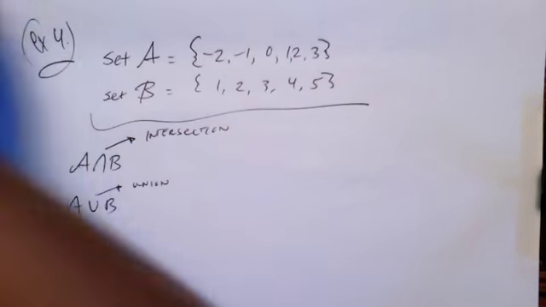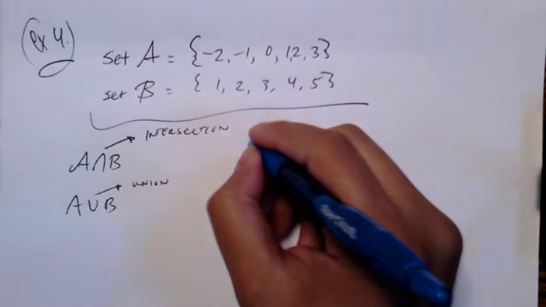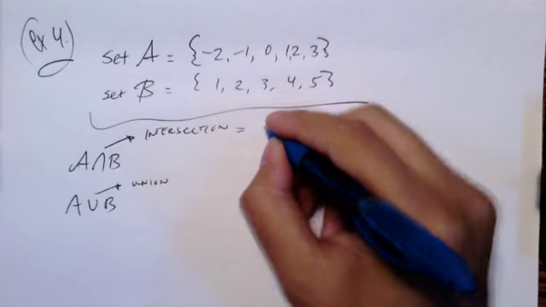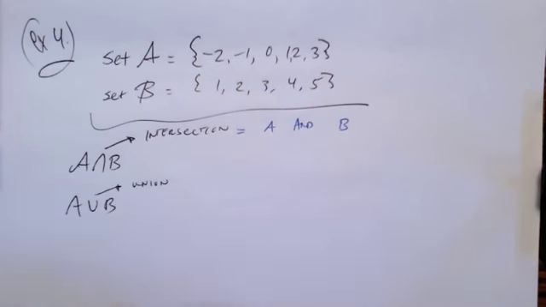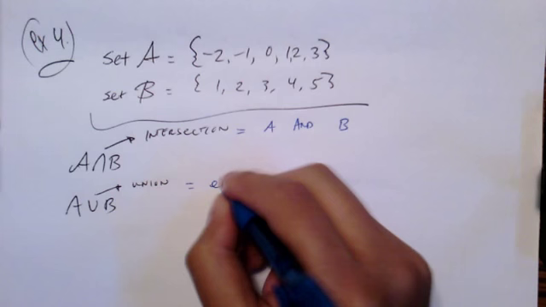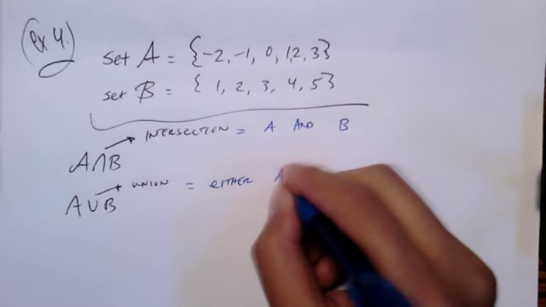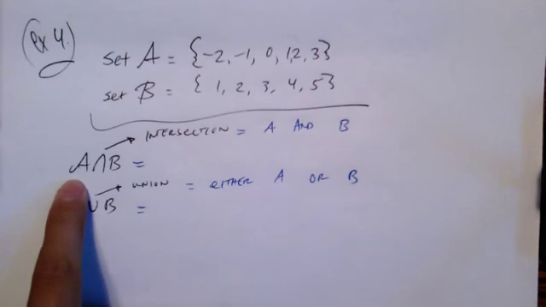Oh, you can barely see that. Okay, so what's going to happen is that A intersection B means A and B. All right. This is going to be either A or B. Okay. So when you write this, this says they want the set.